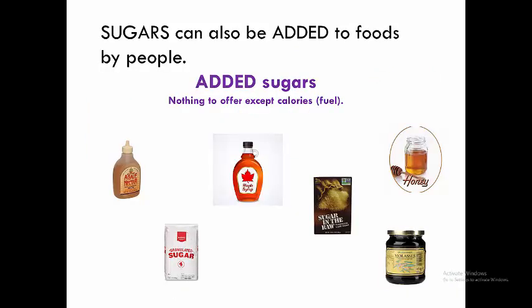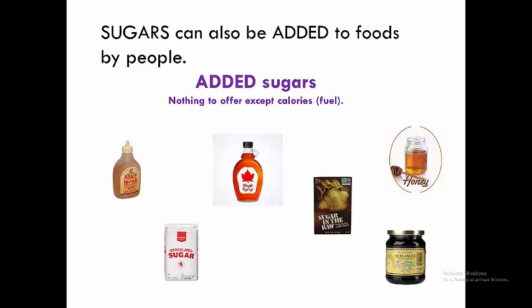Now, sugars can also be added to foods. How are they added? Well, they're added at the table. They're added in food preparation when we're cooking. They're added at the manufacturing level. They get added to foods in all sorts of ways. People oftentimes want to talk about the differences between added sugars as if any added sugar has benefit. The reality of it is that added sugars offer you nothing but fuel.